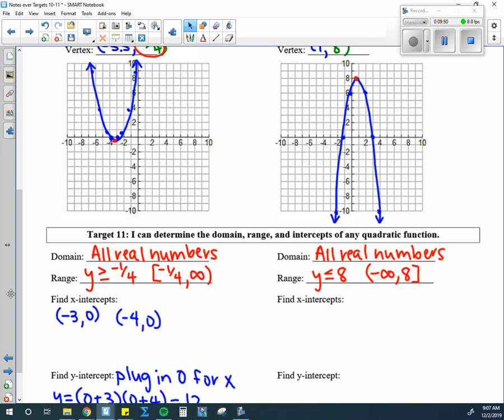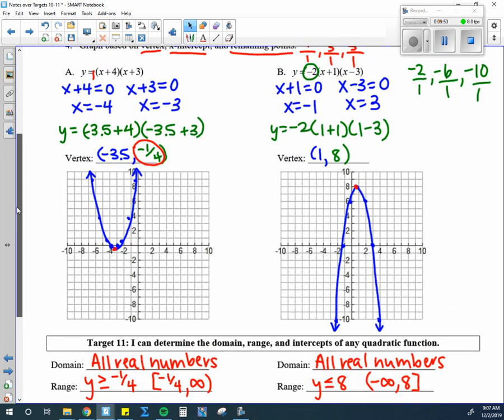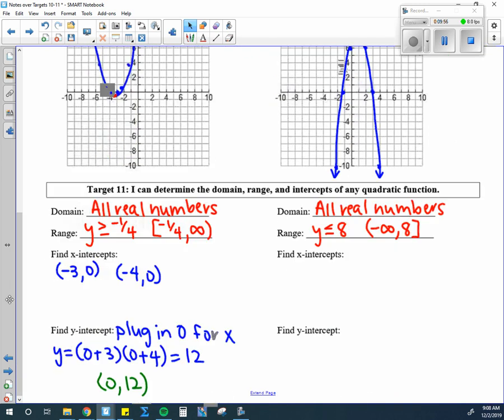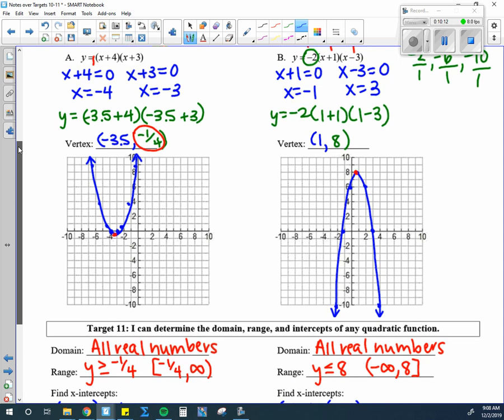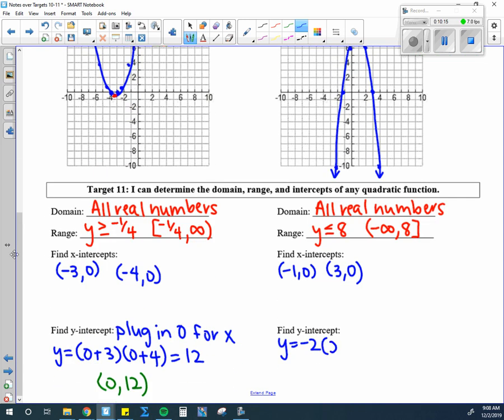For my intercepts, remember we already found our x-intercepts. So our x-intercepts were -1 and +3. So I'm going to write those as coordinate points. And then again, for my y-intercept, I'm going to plug in 0 for x in my equation. So let's see, it was x plus 1, so 0 plus 1, 0 minus 3. And that will give me positive 6. So my y-intercept then is (0, 6).